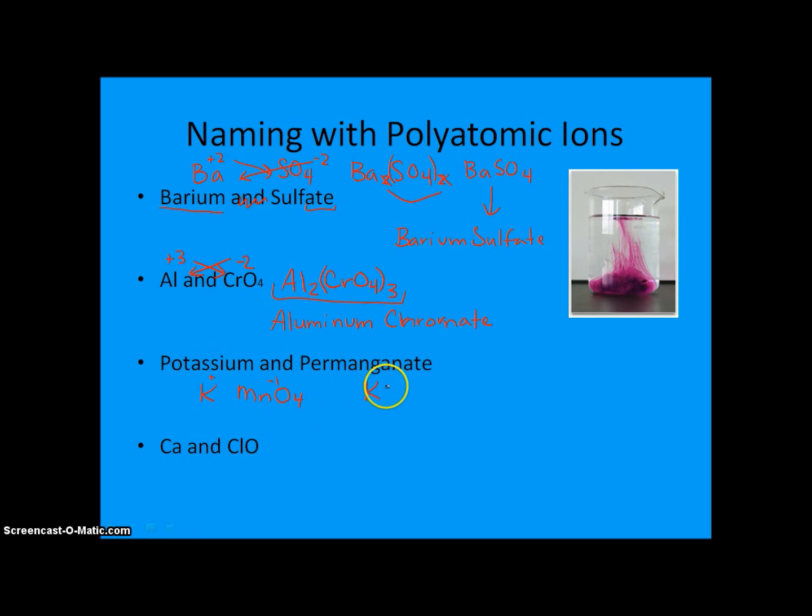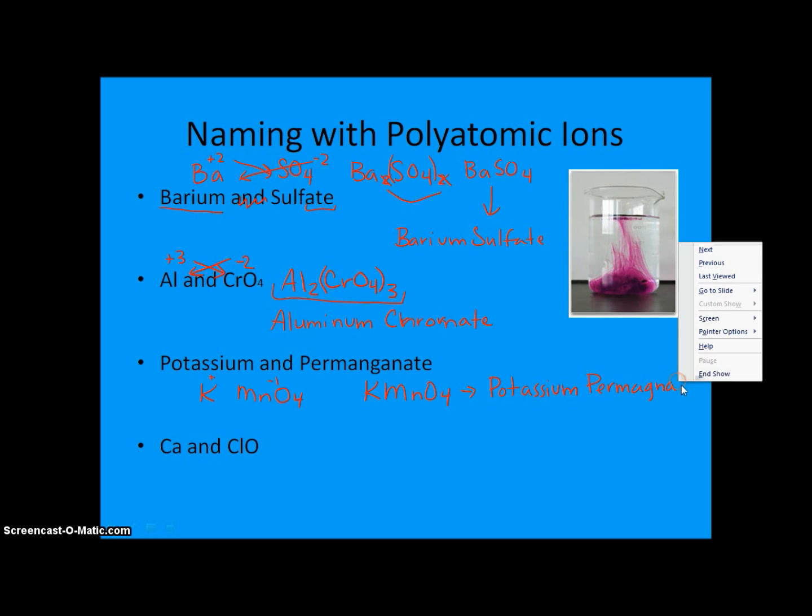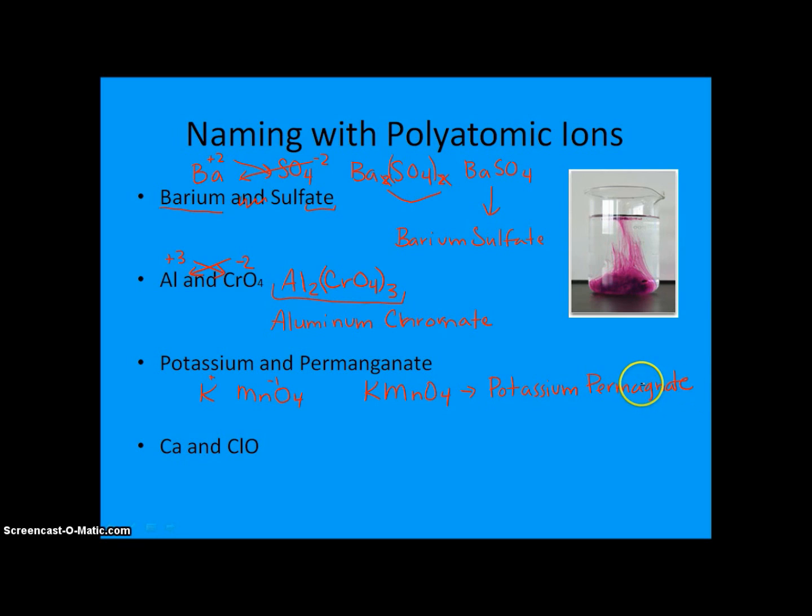So our formula is KMnO4. And to name that, this looks confusing to name if you don't know your polyatomic ions. Right. If you don't know what MnO4 is, you're completely confused. Yep. So this is potassium permanganate. Permanganate.